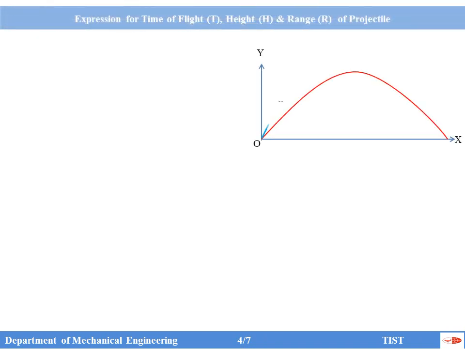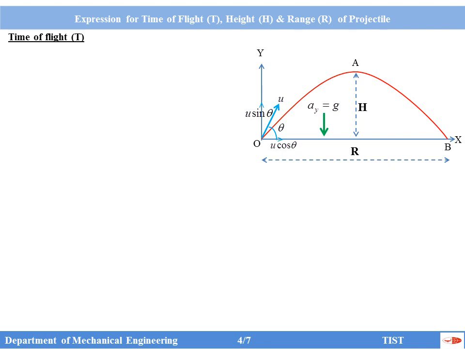Now what do you mean by time of flight? I will again redraw the projectile motion. Here we had u cos theta, u sin theta, and ay is g, and you should remember that point A. A is the peak point, and from the x-axis to the peak point is the maximum height, and O to B is the range. Now if you closely look at point A, what will be the direction of velocity at that point A? It is the tangent at point A. What will be the direction of the tangent at point A? It will be the horizontal direction, right?